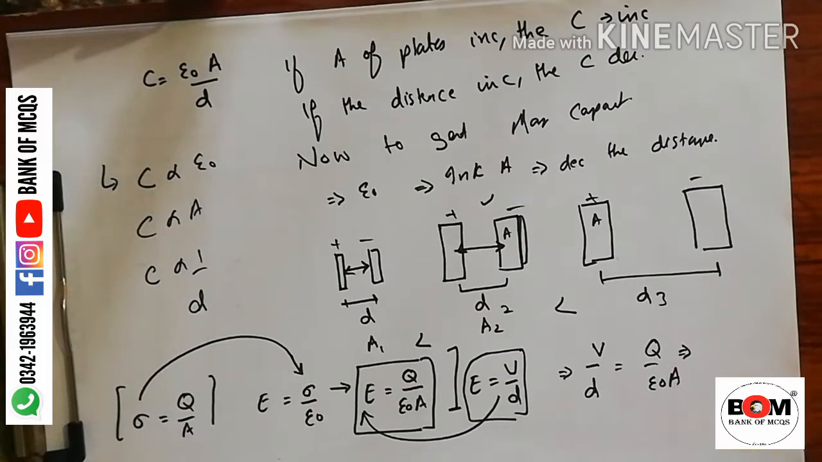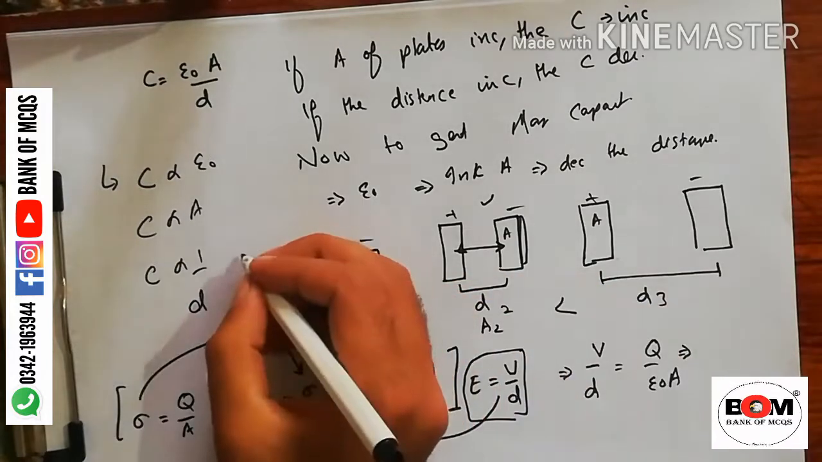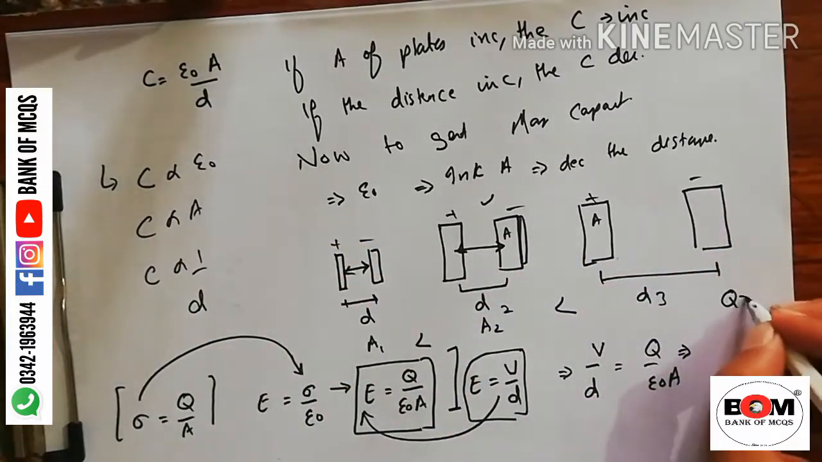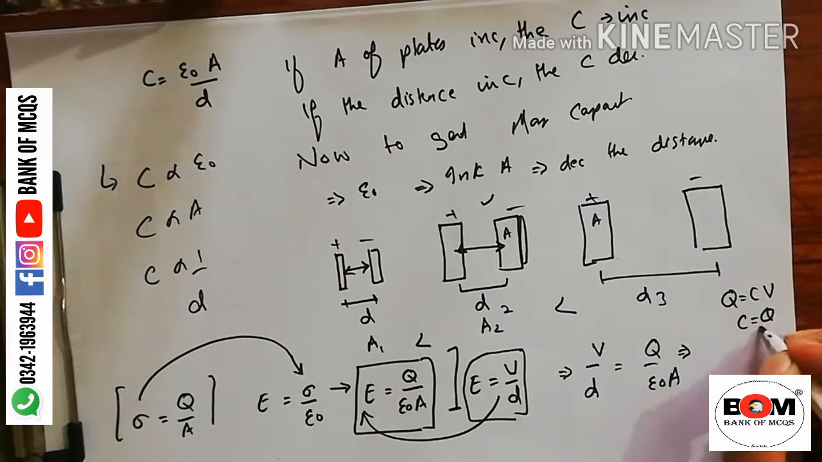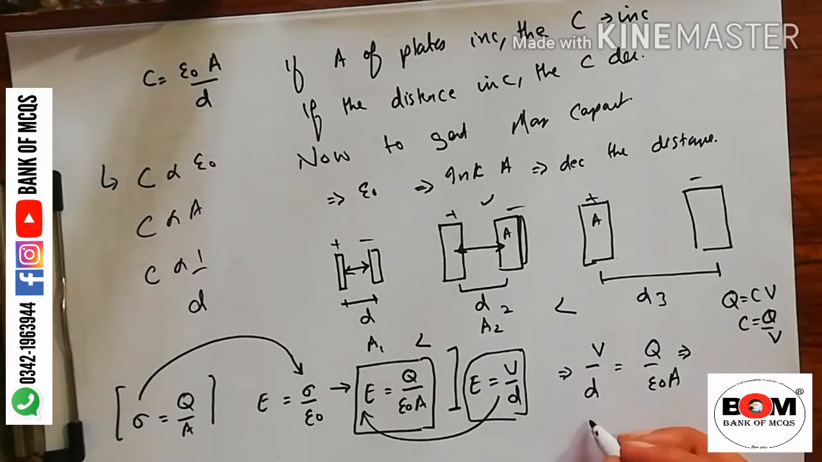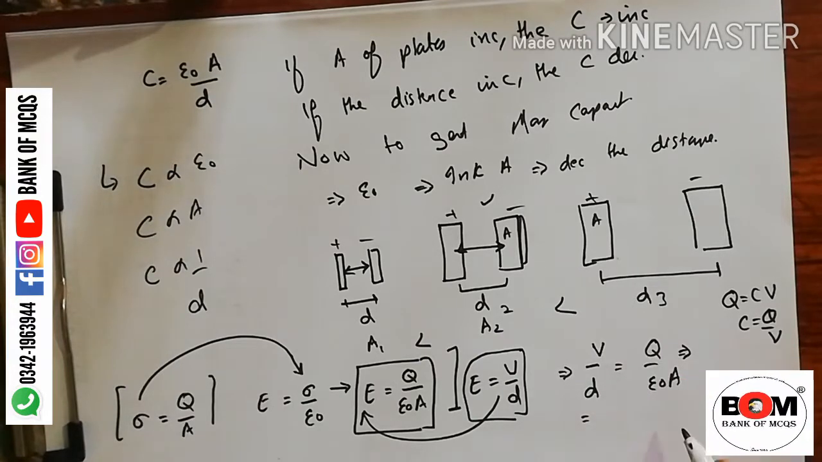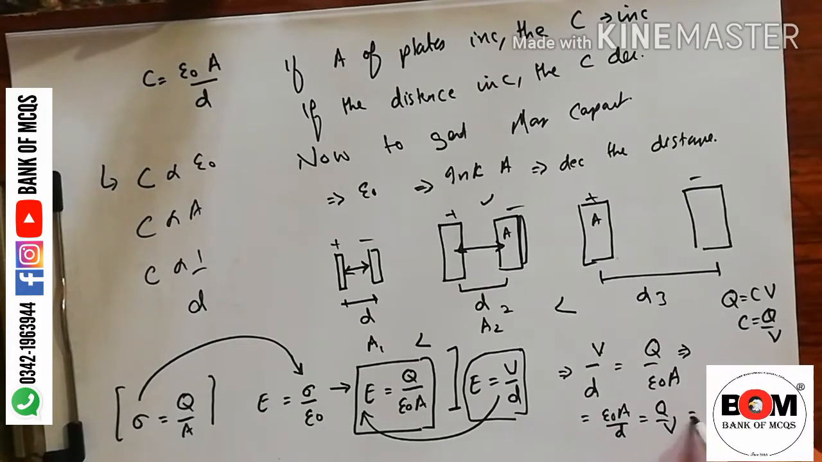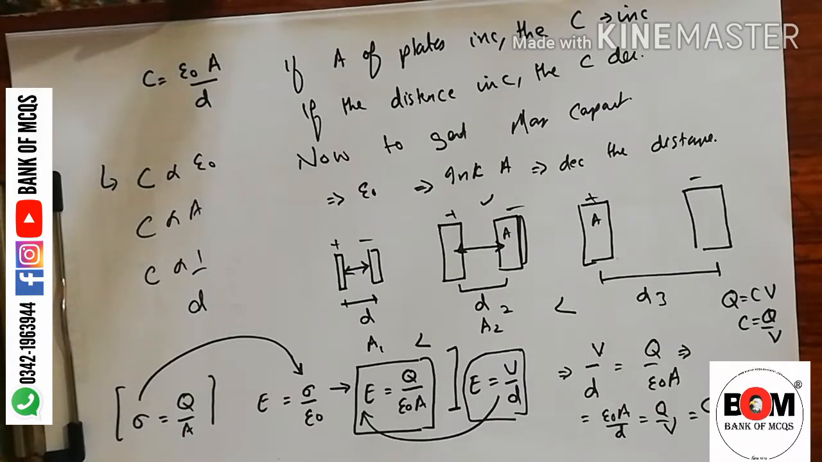I am trying to calculate the equation for C. So we know that Q is equal to CV, so C is equal to Q by V. Now here we can find, Q by V is equal to E naught A divided by D. So Q by V is equal to C, and C is equal to E naught A by D. So this is the equation for the capacitance of a capacitor.